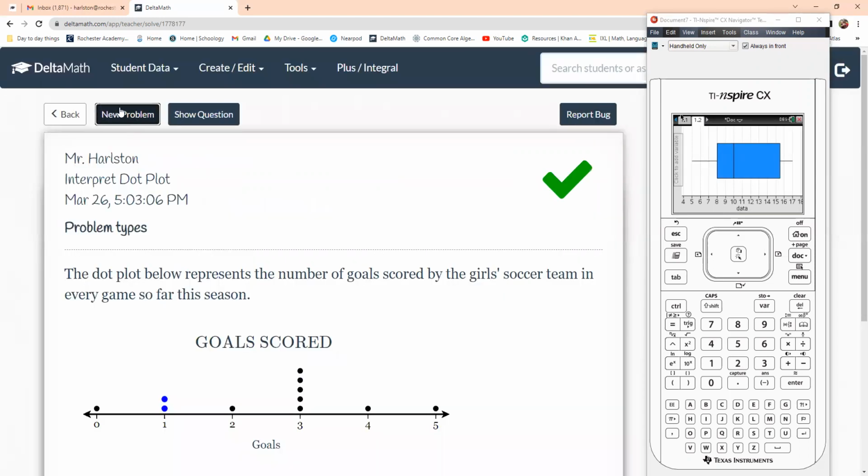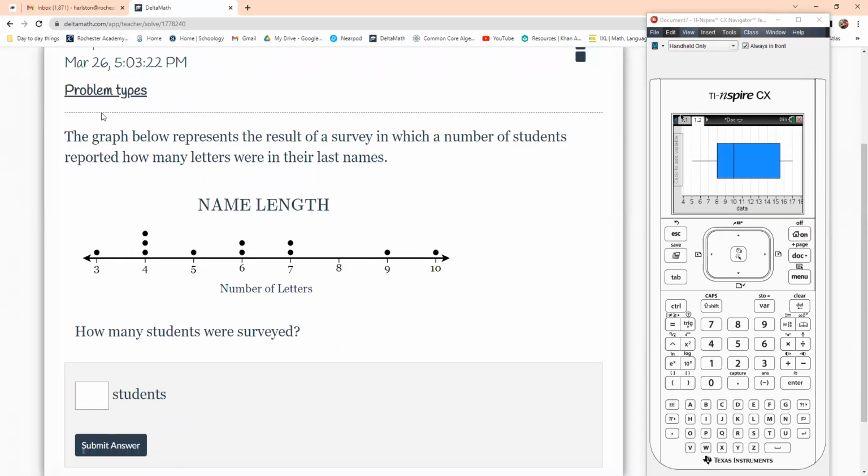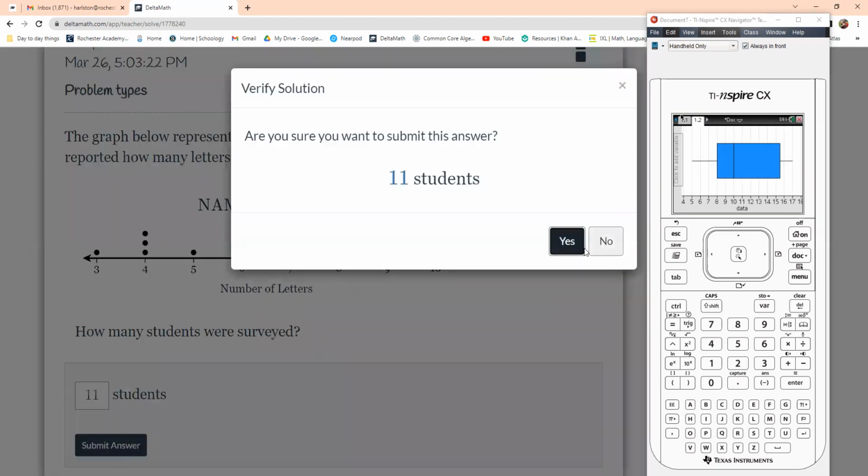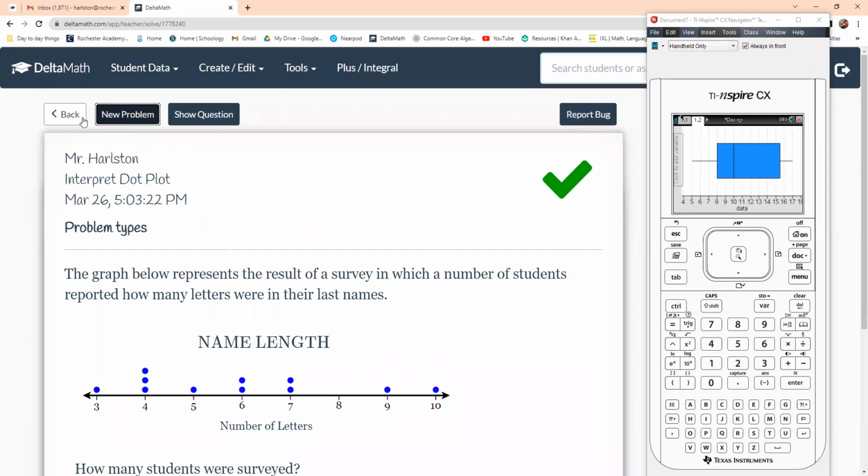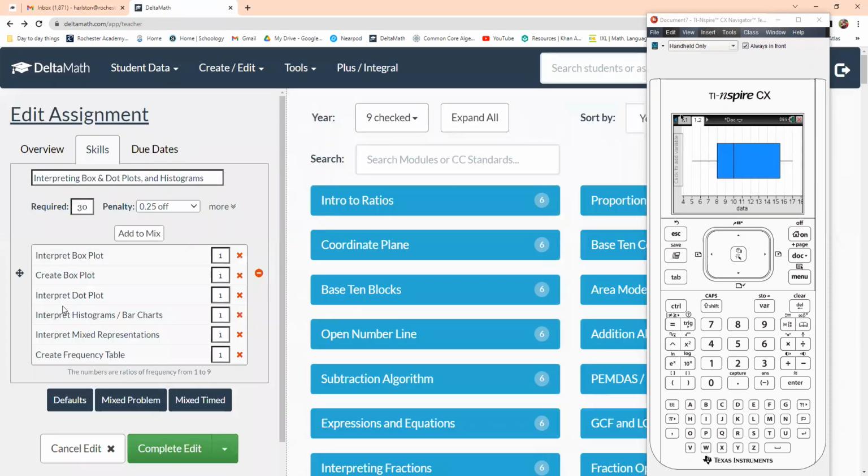That's done. Let's do one more. Now this says, how many students were surveyed? So you would just add up all the dots. So this is 1, 4, 5, 7, 9, 10, 11. So it looks like there were a total of 11 students. Submit it. Let's see if that's right. Yep. So now let's go back and look at what's the next one.